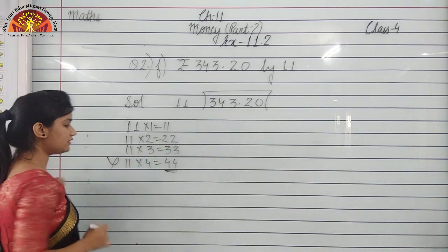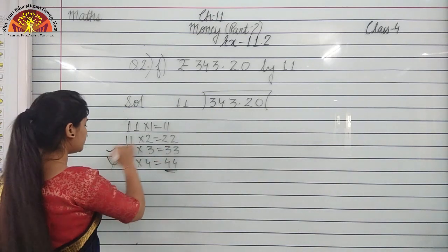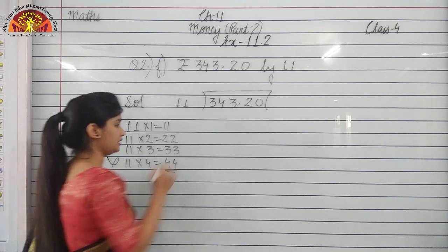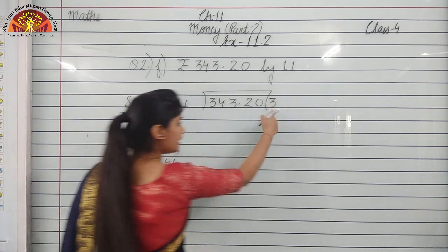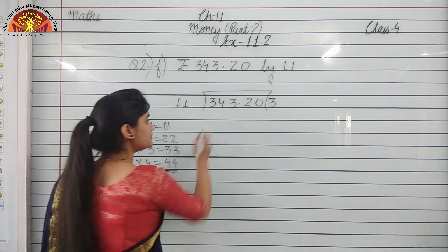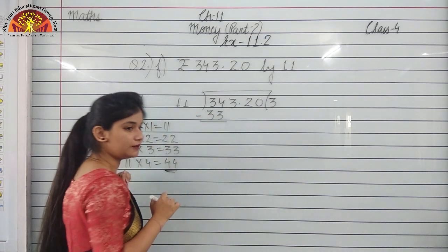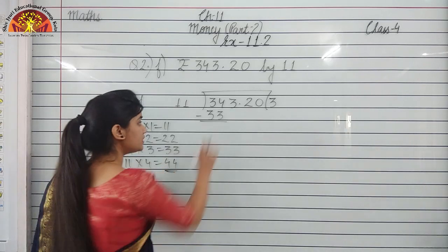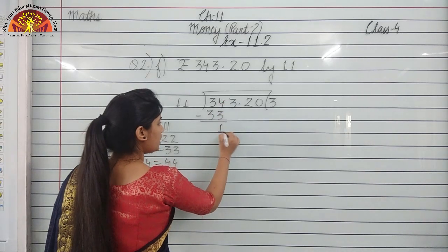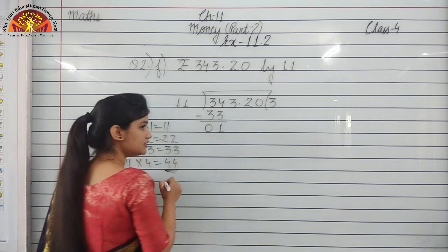So we cannot take 4 times 44. We have to take 3 times 33. So we will write 3 here because we are taking 3 times. And what are we taking 3 times? 33. So we will write 33 here. Now we have to subtract the numbers. 4 minus 3 will be 1 and 3 minus 3 will be 0.